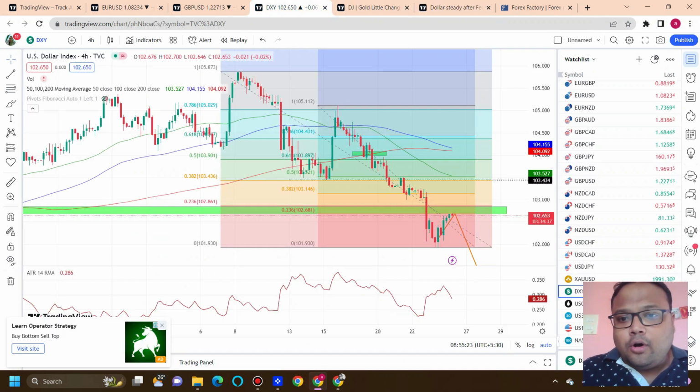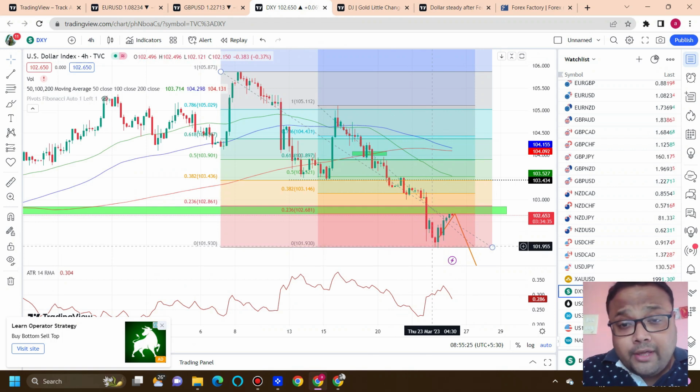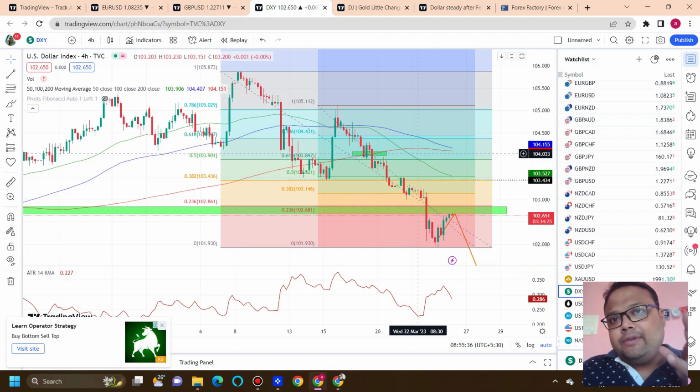After making a low of 101.93, we could see recovery on the chart of DXY. And the news, if we followed news, says that the market has absorbed the pause of the interest rate hikes. As a result, we can see recovery on the chart of US dollar.